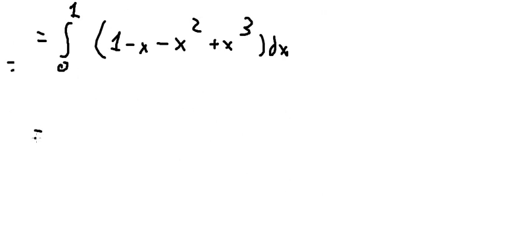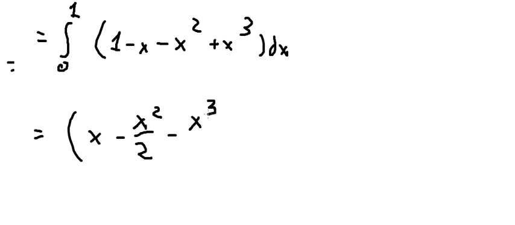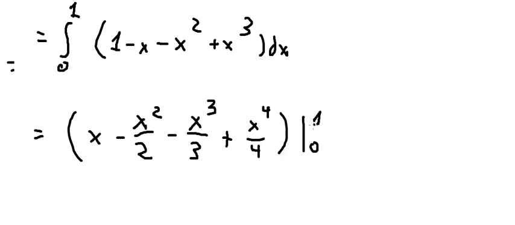Now, the integration of number 1, we have s. This one, we have s square over 2. This one we have s to the power of 3 over 3. This one we have positive s to the power of 4 over 4. And we put the bounds from 0 to number 1.